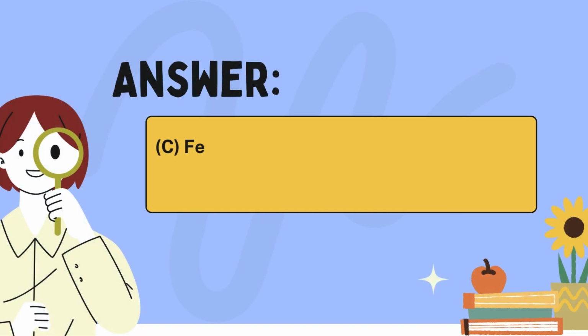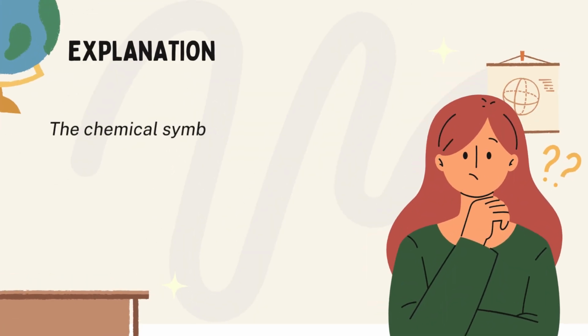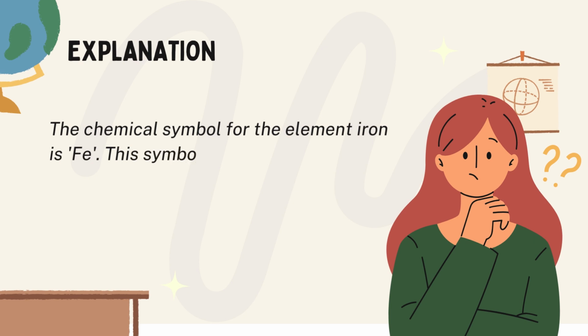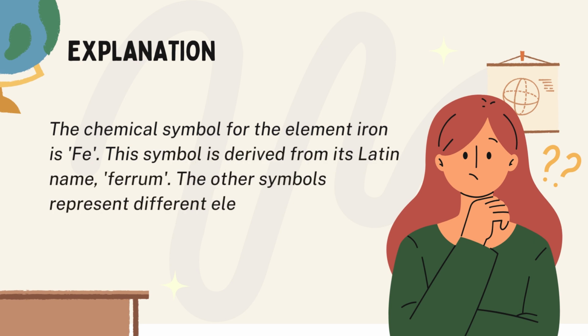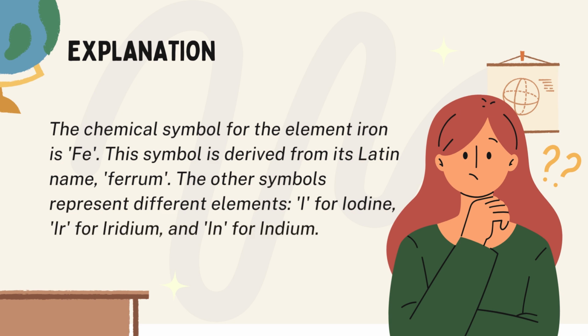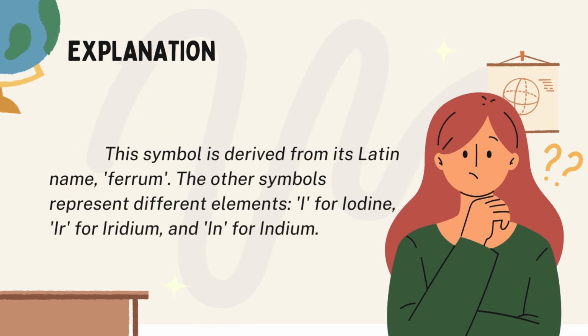Answer: C, Fe. The chemical symbol for the element iron is Fe. This symbol is derived from its Latin name, ferrum. The other symbols represent different elements: I for iodine, IR for iridium, and In for indium.